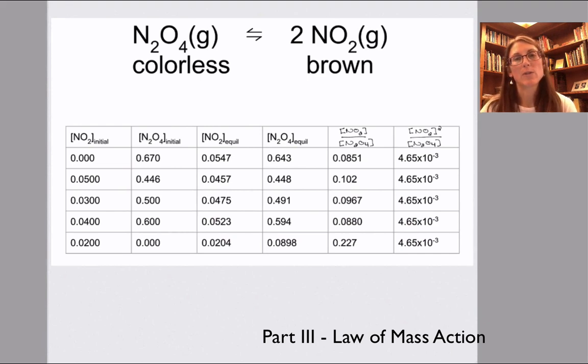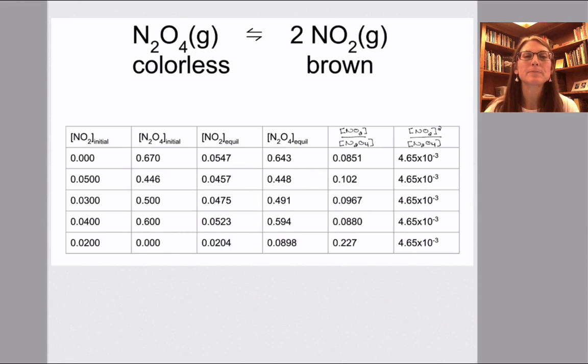People did a bunch of experiments with a variety of systems that come to equilibrium. One of those is the equilibrium between dinitrogen tetraoxide, which is a colorless gas, and nitrogen dioxide, which is a brown gas. And so someone at one point put in a whole bunch of different initial concentrations of both the reactant and the product. So when we're talking reactant and product with equilibrium, we really just mean left side and right side of the equation. So they put in different quantities of those chemicals and then measured what their concentrations were when those concentrations stopped changing once equilibrium was reached.